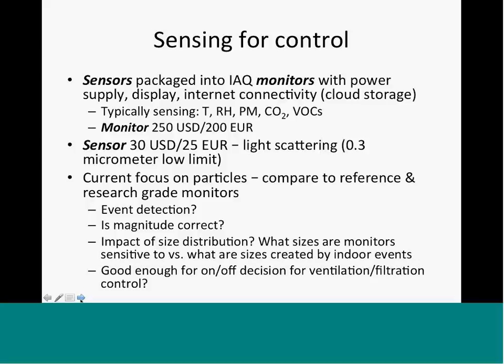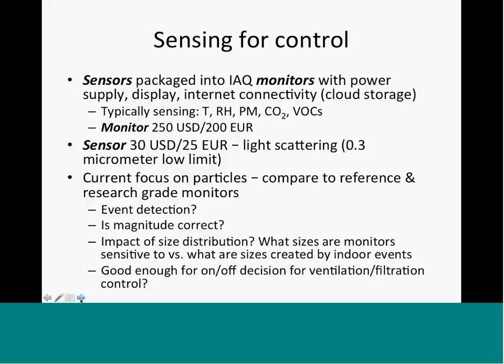And these cheap sensors are based on light scattering devices. It's important to note that they have a low limit on the size of particles they will detect, of about 0.3 of a micrometer, and that will come in useful when we try and explain our results in a few minutes. The current focus is on particles, and what I'm going to talk about here is experiments where we compared these inexpensive monitors to reference and research-grade devices.